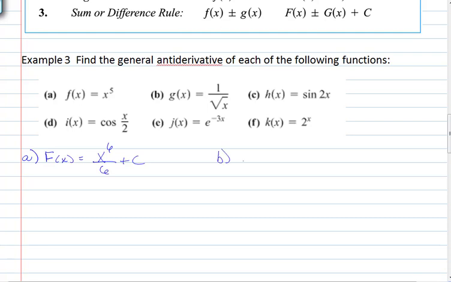B. You may want to rewrite this just like we did before. We have g of x is equal to x to the negative 1/2. Finding the antiderivative, add 1 to the exponent. What do you get? x to the 1/2. Divide by the new exponent. But dividing by 1/2 is the same thing as multiplying by 2. And don't forget your plus c.